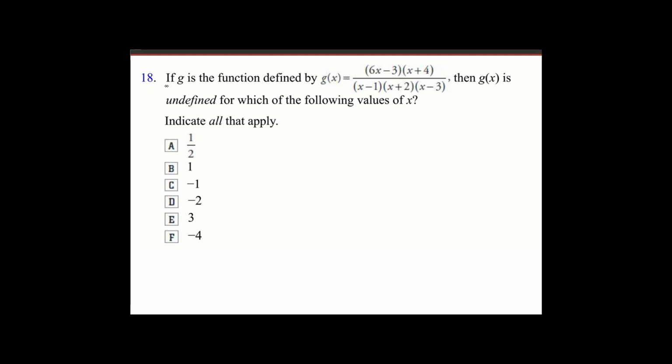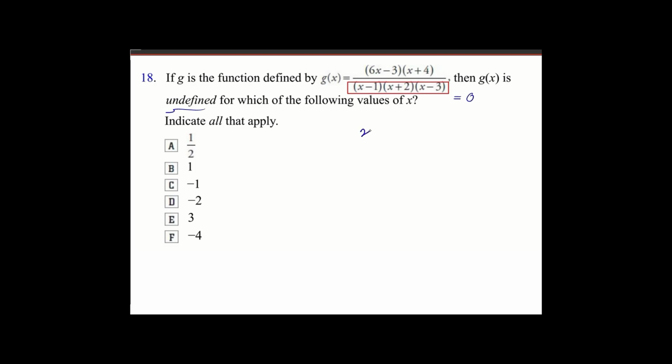In question 18, it says that g is a function defined as this. The g is undefined for which of the following values of x? We have a fraction, and a fraction is undefined when the denominator of the fraction is 0. The denominator of the fraction cannot be 0. And this is the multiplication of three numbers. When the multiplication of three numbers is 0, whenever one of them is 0, 0 multiplied by anything is 0, the middle one, or this one.